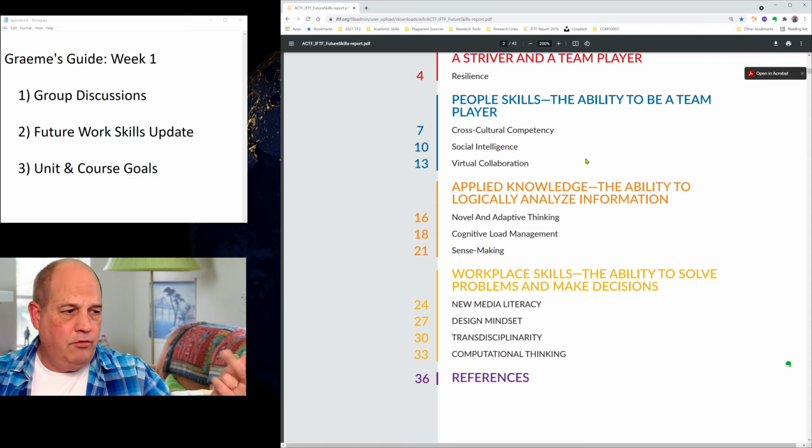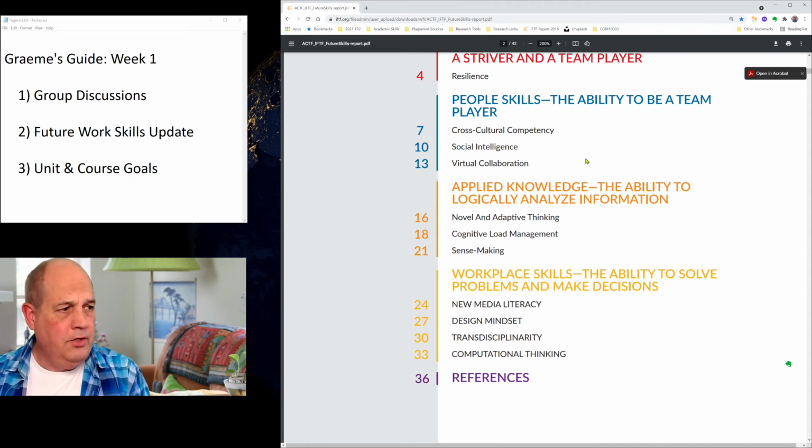And some of these future work skills, I'm going to use these as an example. So, for example, a unit goal might be that you want to develop virtual collaboration. So virtual collaboration is a future work skill. In the future work skills article, it talks about why virtual collaboration is important as a future skill. So you can cite and reference the future work skills reading if you chose to have virtual collaboration as your unit goal.